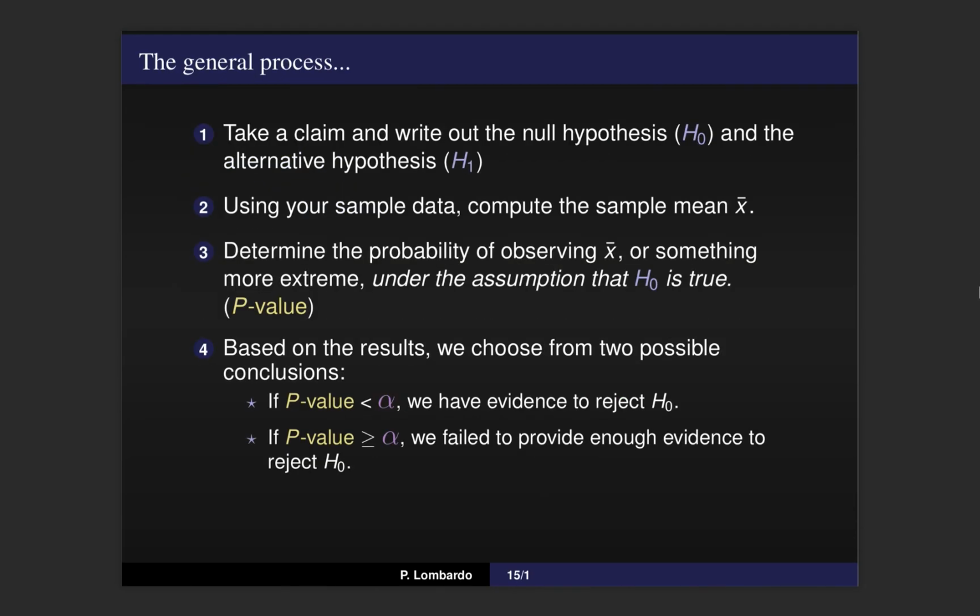Moving back to our general process, once we've written out the null and alternative hypotheses, our next step is to use our sample data and compute an actual sample mean. And now what we want to elucidate next is this item number 3. Determine the probability of observing our sample mean under the assumption that the null hypothesis is true. How do we do this? Let's consider a heuristic example.